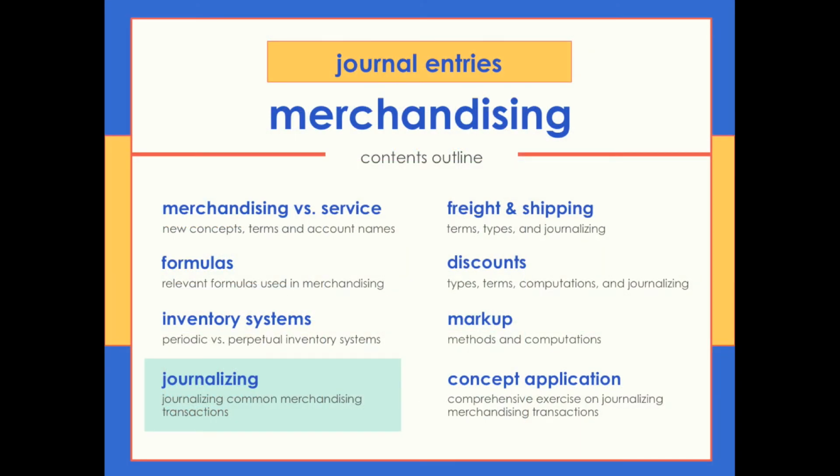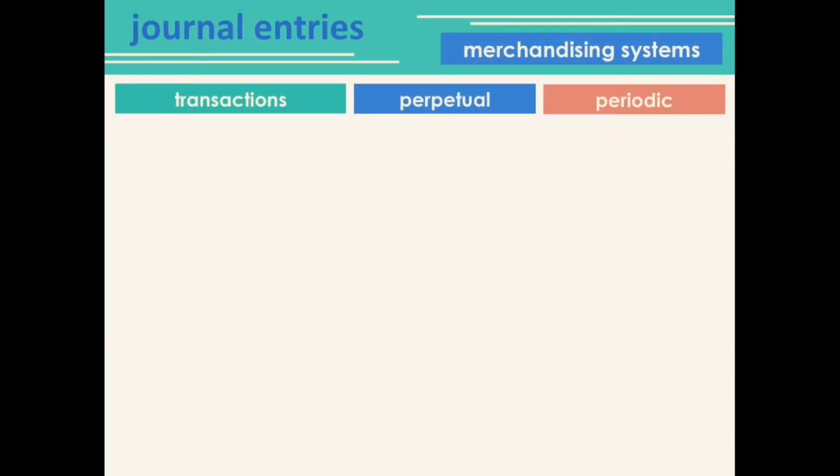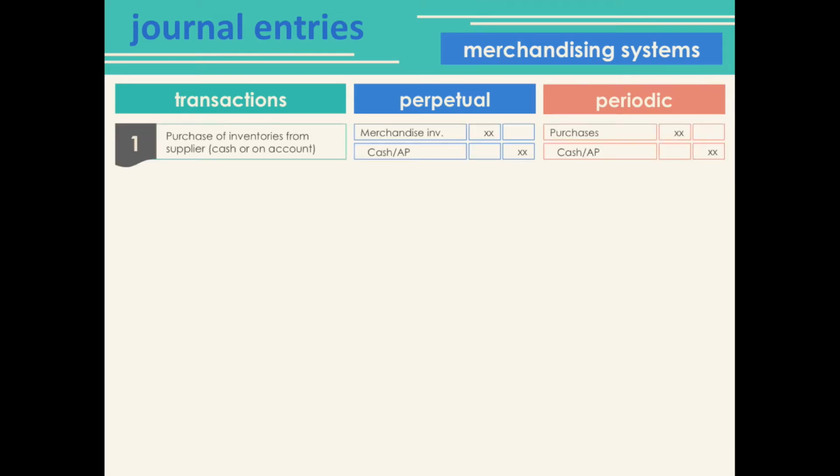Okay, now let's proceed to journalizing common merchandising transactions. We'll be discussing the journal entries under each type of inventory system. First is the purchase of inventories from the supplier, which may be made by paying cash or on account. The value received here, or the debit, would be the inventory purchased.